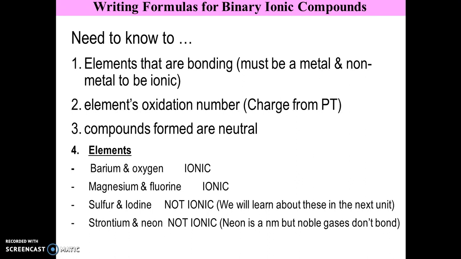We then need to look at the oxidation numbers using our periodic table, and then we have to remember that the compounds formed are going to be neutral. So, sorry, this should be a 1 there. So 1 is what elements?